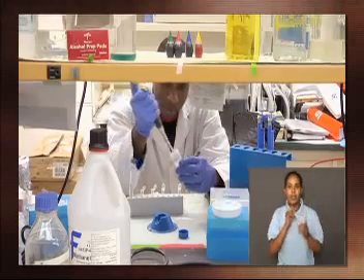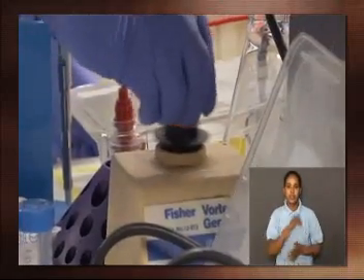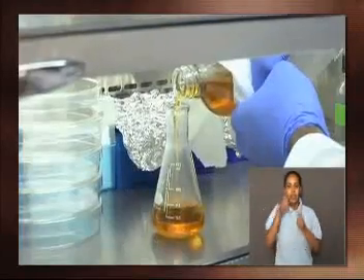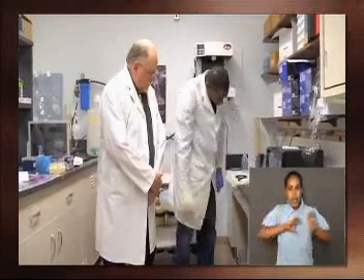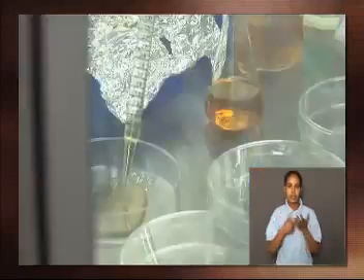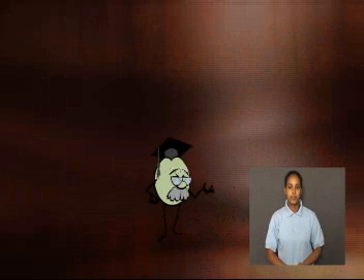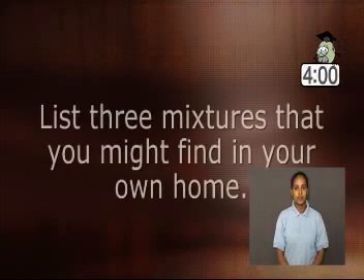What is a mixture? It is a combination of two or more substances in which each substance retains its own chemical identity and hence its own properties. Students, can you think of some examples of mixtures you might find in your own home? Please list 3 now. Students, let's get ready. Begin.